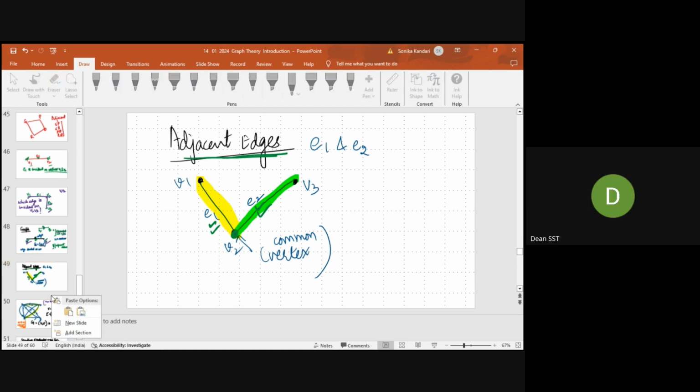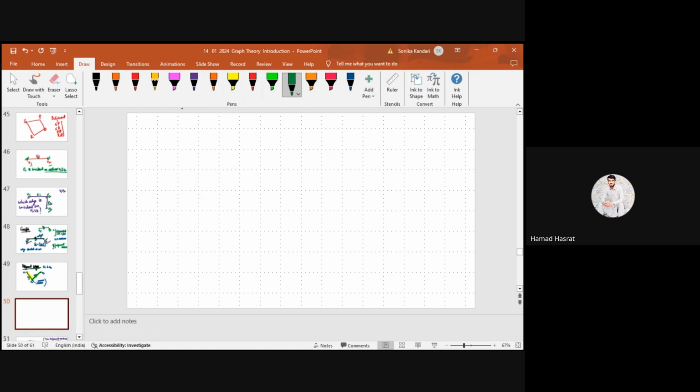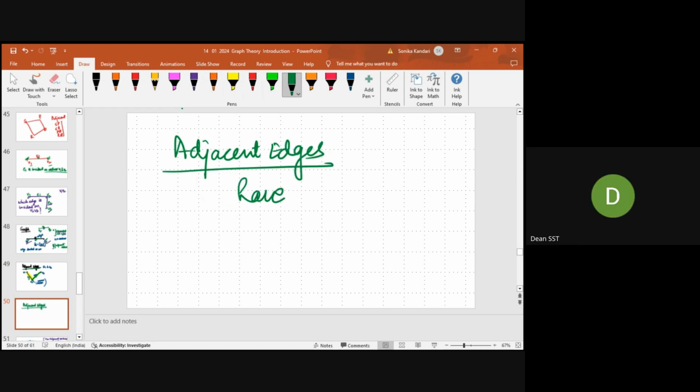Is it clear? Adjacent edges mean edges that have a common vertex. Is it clear? They have at least one common vertex.